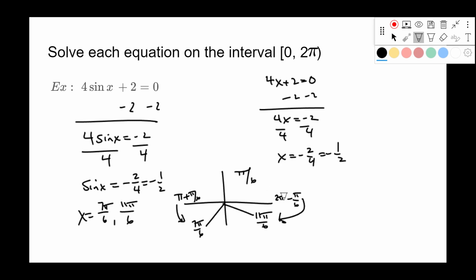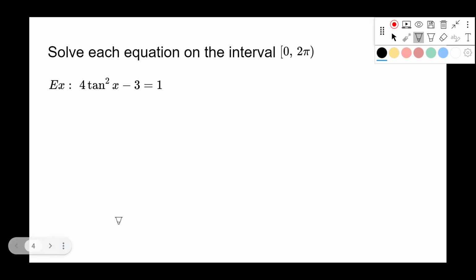Now again, you can't write 2 pi as an answer for these problems for x, but if you want to figure it out using the reference angle, you'd do 2 pi minus that to get the 11 pi over 6. And that's okay. All right. Basically we're going to use our algebra skills to try to get the trig function by itself.